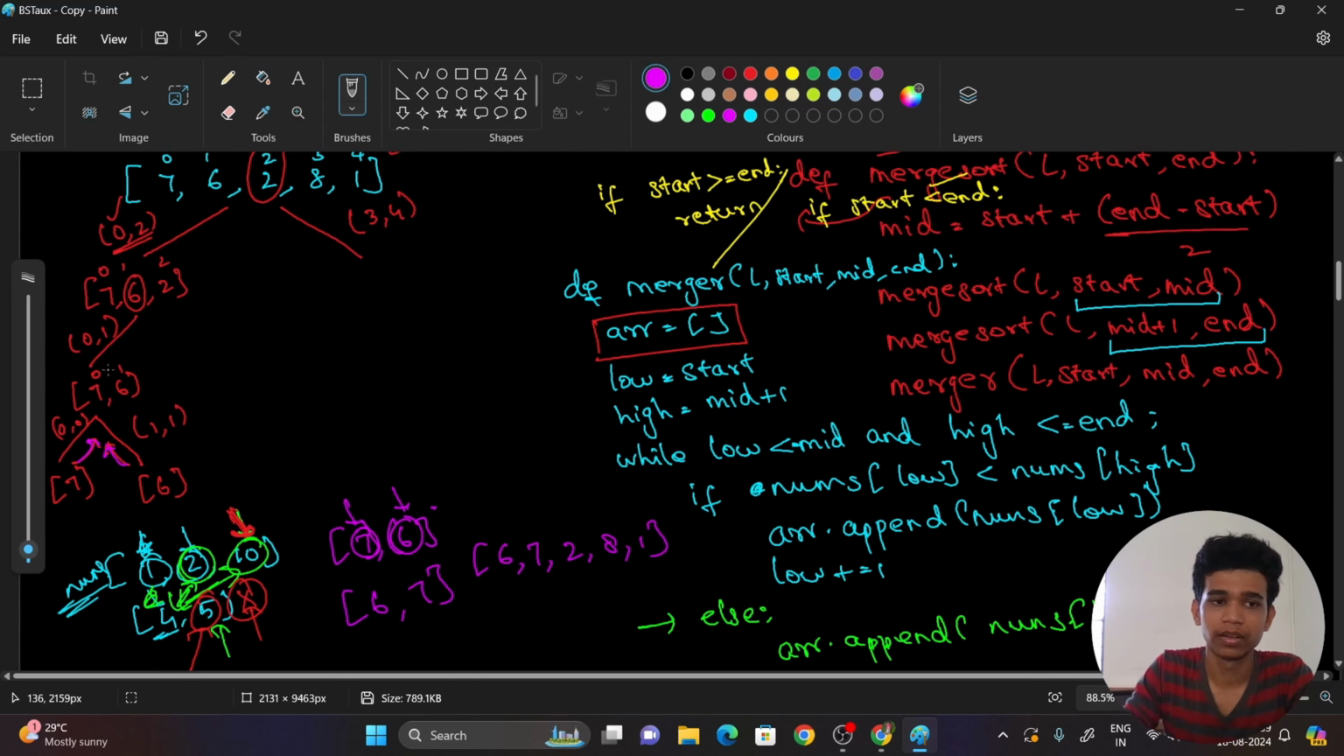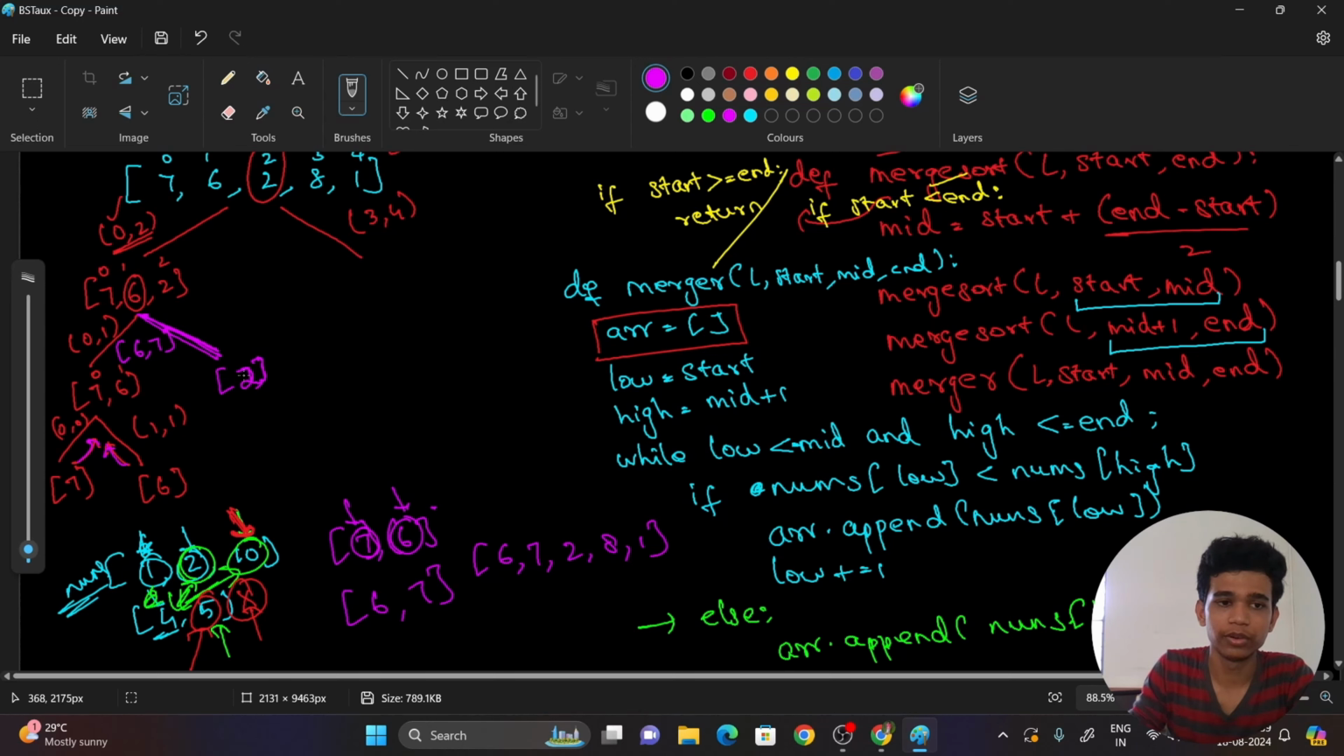Can you understand this? That's why our array looks like 6, 7 now. Visualization, right? Again, it goes for the recursion call now only. And now it will be 2 only.